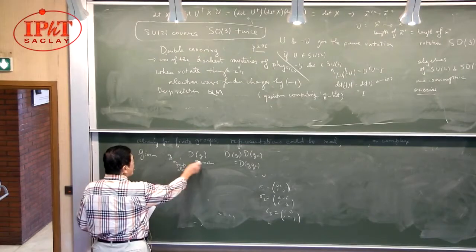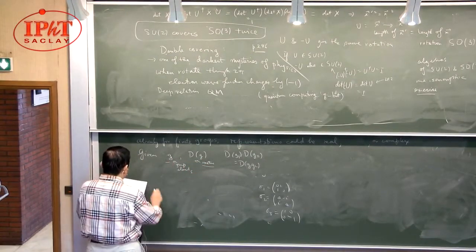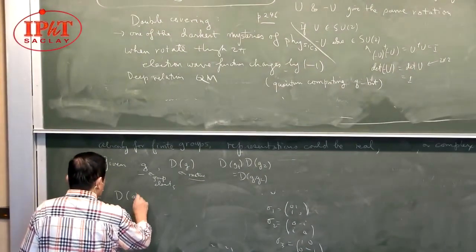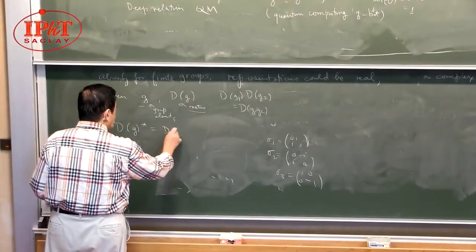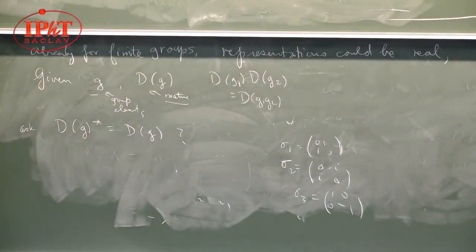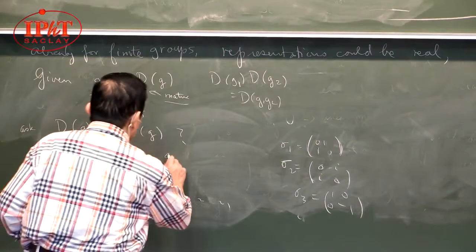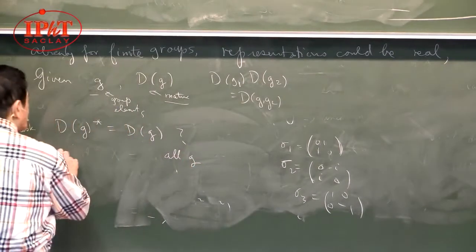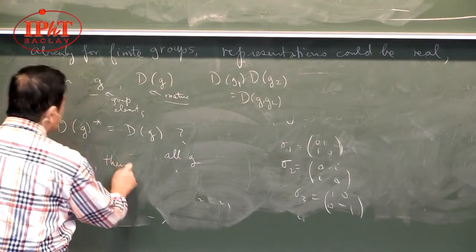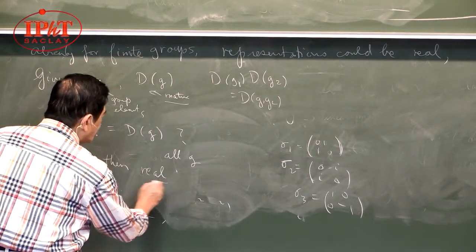So if I give you a set of matrices that represent the group, you can always ask this question: is the complex conjugate of D of g equal to D of g? So this is for all g. If true, then that means the matrices are real. Then the representation is called a real representation.